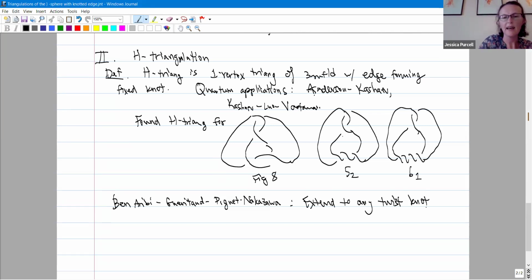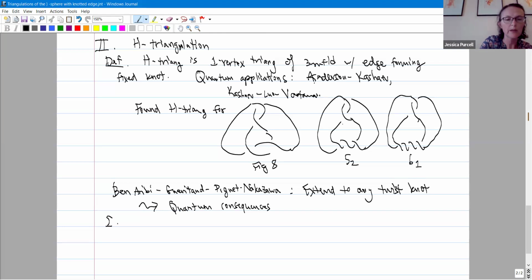And again, this had some quantum consequences that I won't go into. But it's a nice paper. And the idea is, what they really needed to do to get the quantum invariance out of that was to start with a really nice special ideal triangulation of the knot complement. So maybe let me write down some of these ideas.